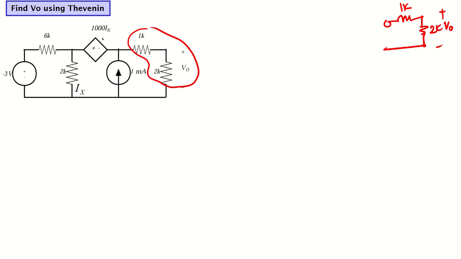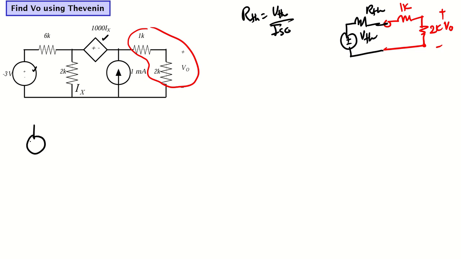Because it contains dependent and independent sources, we need to calculate the Thevenin open circuit voltage, V Thevenin. Our R Thevenin will be V Thevenin divided by the short circuit current. So to get the V Thevenin, we need to make this point open. Let's redraw the circuit for that case.